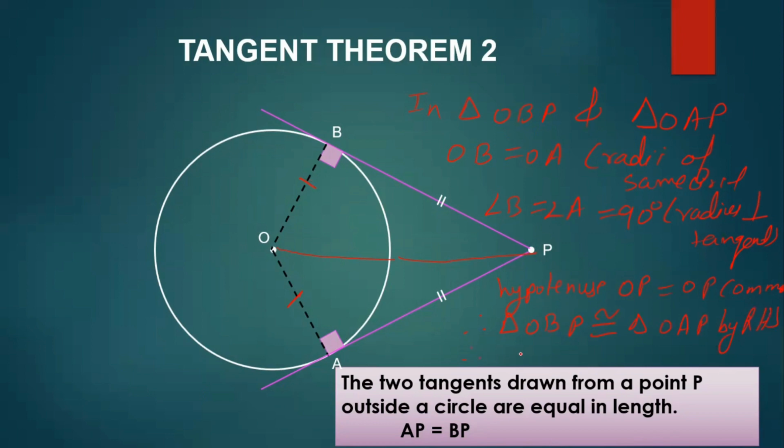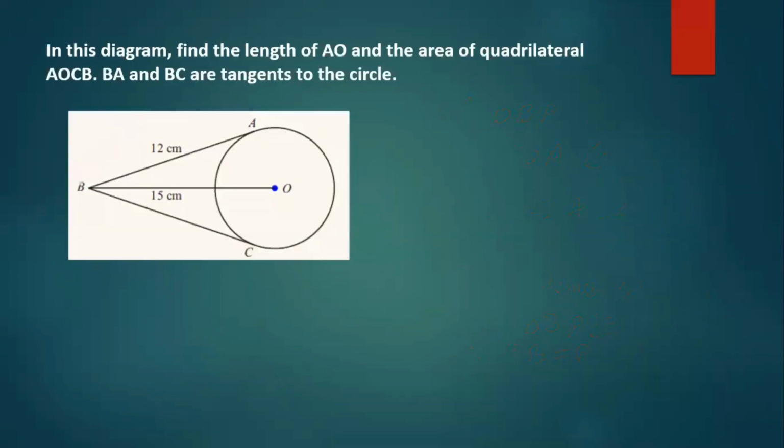And therefore, see the correspondence, PB is equal to PA by corresponding parts of congruent triangles, CPCT. So we have proved that the lengths of the tangents from an external point are equal. Let us solve one problem based on this. Here is a question from your IG book. In this diagram, find the length of AO and the area of quadrilateral AOCB, where BA and BC are the tangents to the circle. We are asked to find the length of AO, which is actually the radius.